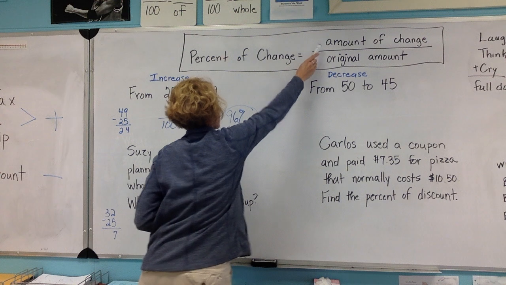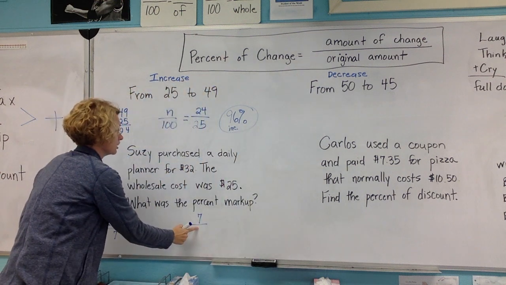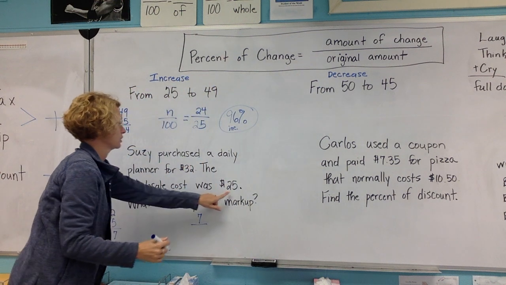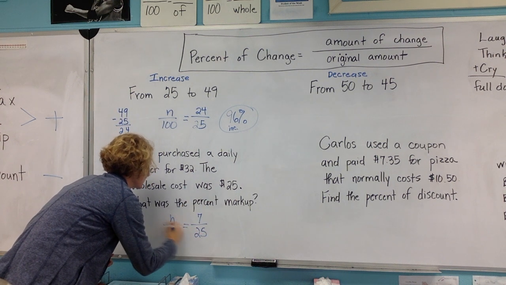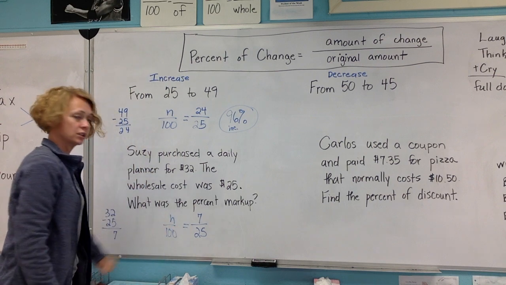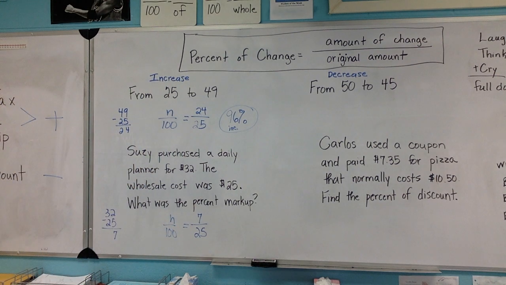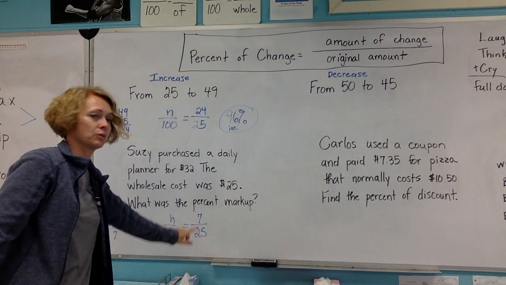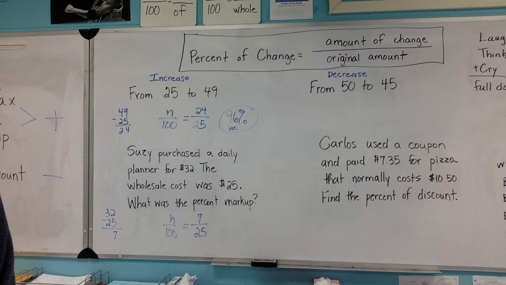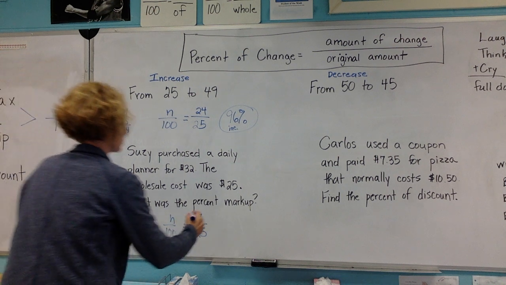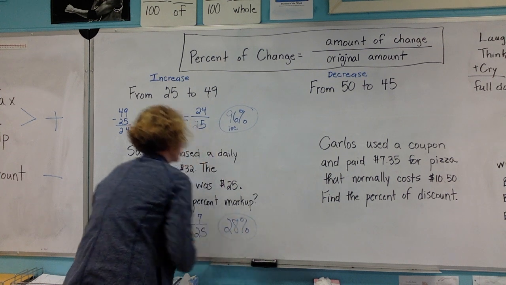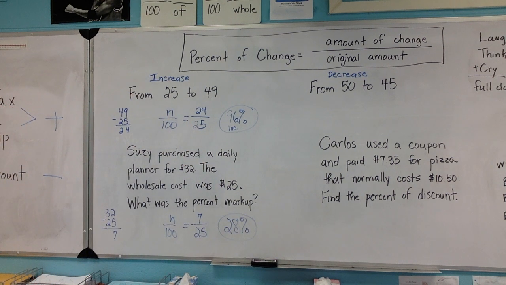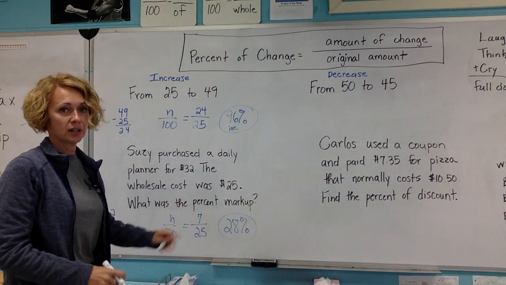Following this formula, amount of change. What was the original amount? Well, the original amount was 25. And I'm going to set that equal to n over 100 so I can find my percentage. So I look down there and I say, hey, I'm going to cross multiply 100 times 7. And I'm going to divide that by 25. And I know that that's a 28% markup. Increase. Find the amount that it changes and then write it over the original.